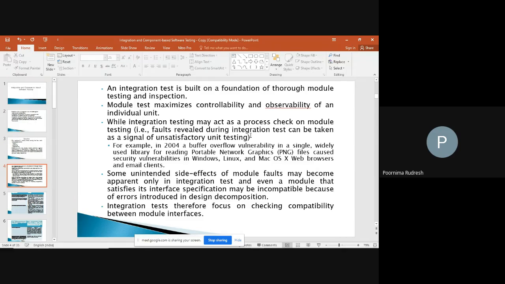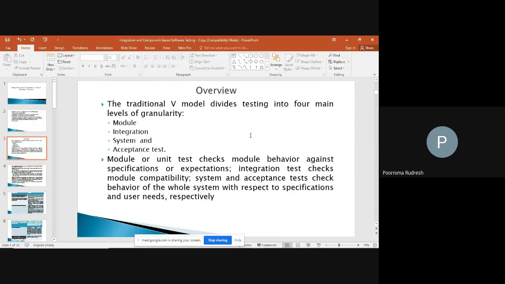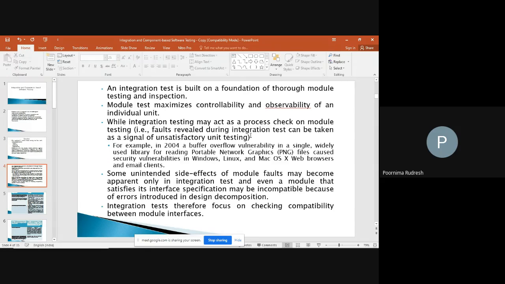Here we are only concentrating on integration testing in this chapter. We are not mainly dealing with module testing, system testing, or acceptance testing. We are dealing with integration testing, and in the next chapter we are going to study component based testing. Okay. So what is an integration test, or how is it built? An integration test is built on a foundation of thorough module testing and inspection. Okay, how is it done?